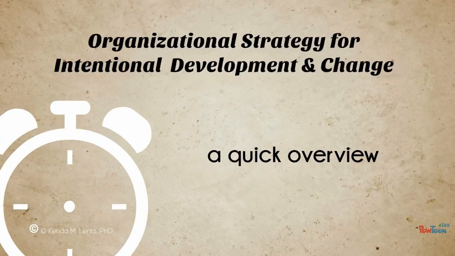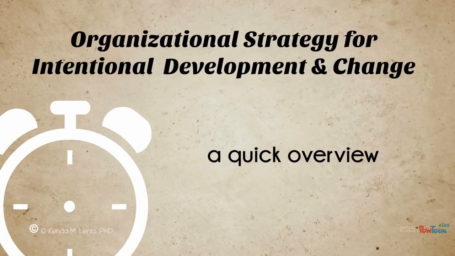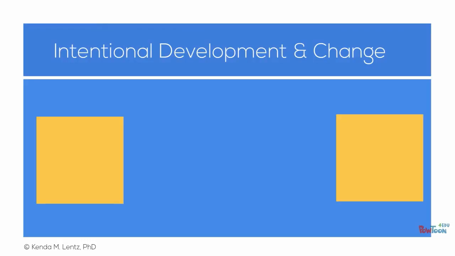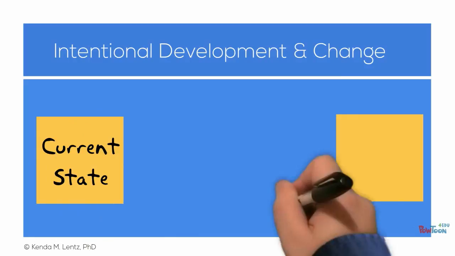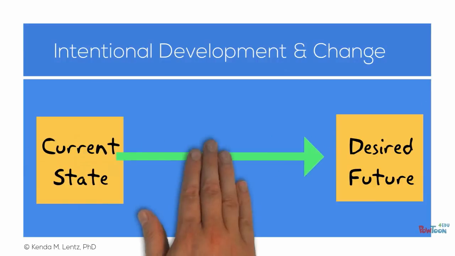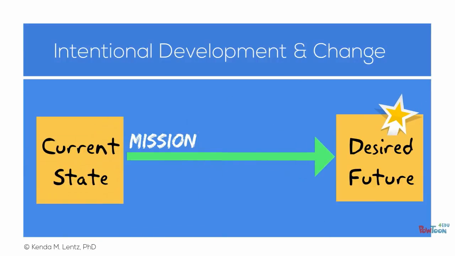This is a quick overview of the organizational strategy for intentional development and change. In the organizational model for intentional development and change, there are two key points of reference: the current state of the organization and the desired future of the organization. These points of reference are connected by the organization's mission, also known as the journey with a purpose.